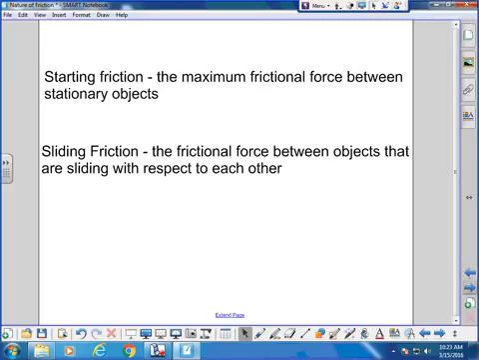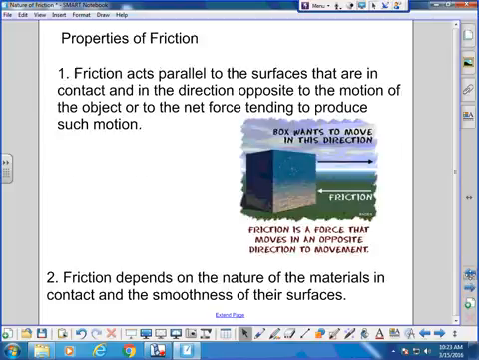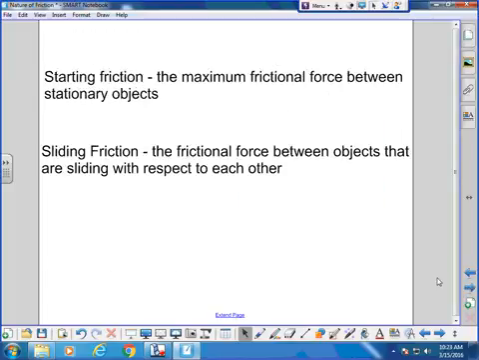So starting friction is the maximal friction force between stationary objects. Sliding friction is the frictional force between objects that are sliding with respect to each other. And I think, if I'm not mistaken, the next page has it, and if it's not, then I'll have to write it in. No, it's not there, okay? Starting friction is the maximum.